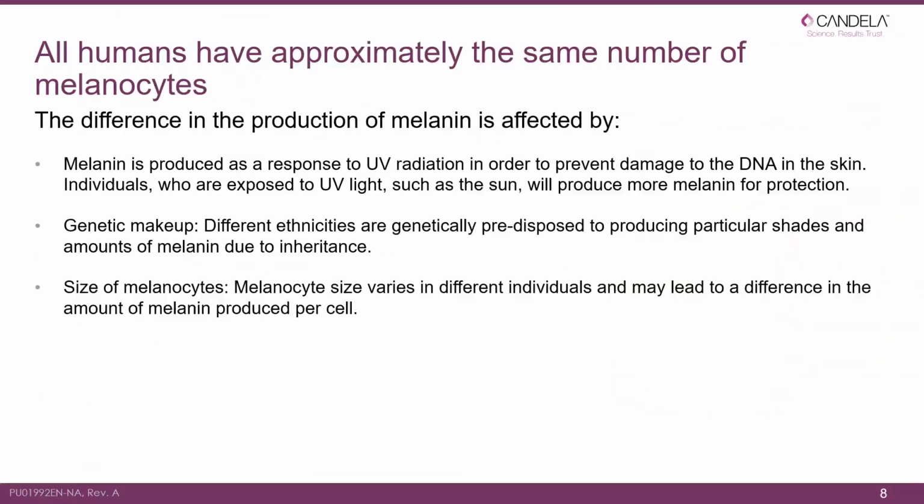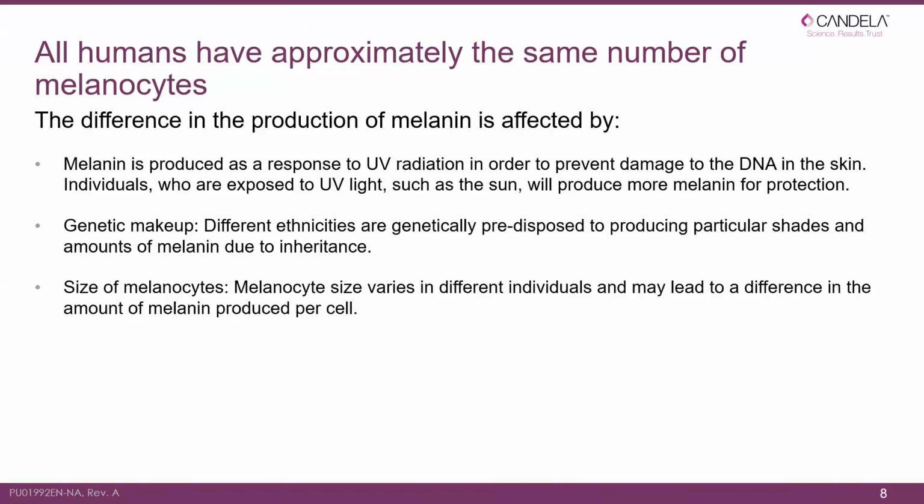All humans have approximately the same number of melanocytes, so the cells that have the ability to produce the melanin. But the difference is in how much melanin is actually produced, and this is affected by a number of different things. It can be the amount of ultraviolet radiation that the skin is exposed to. So obviously, the more sun exposure, the more melanin is produced, so the darker the skin becomes, hence why we get a suntan.